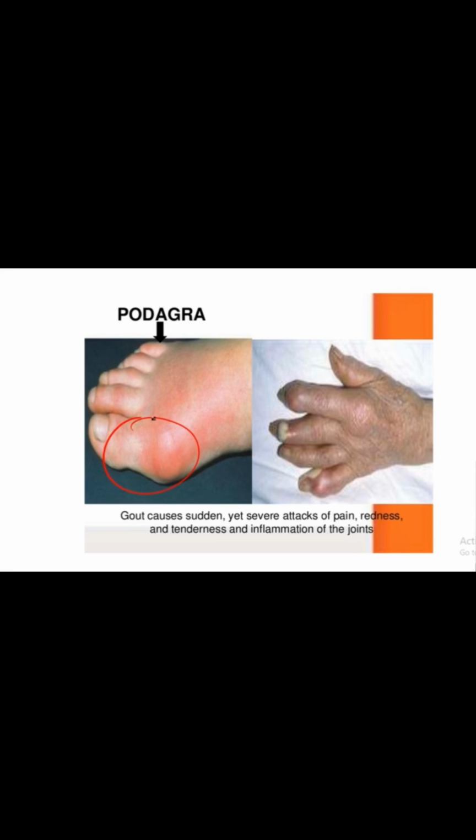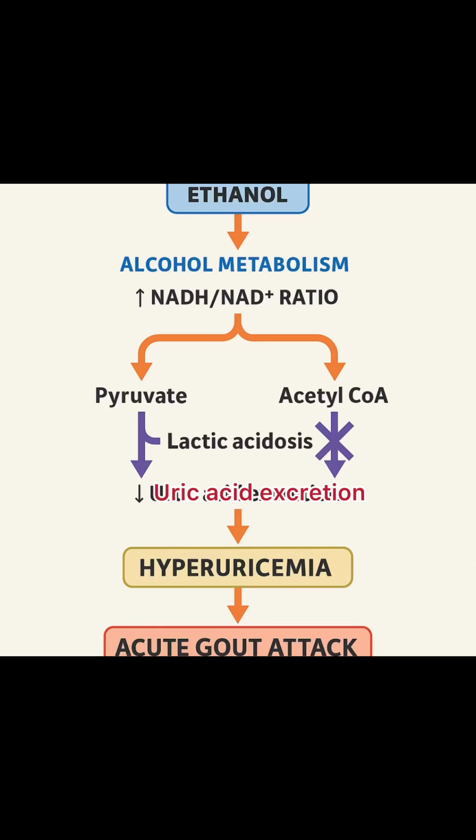Ah, lactic acid, like from intense exercise. Sort of, yeah. But here it's driven by the alcohol metabolism. Yeah. And this lactic acidosis, the buildup of lactic acid, directly reduces how much uric acid your kidneys can excrete. Wow. So alcohol makes you produce lactic acid, which stops your kidneys from clearing uric acid. Basically, yes. More uric acid stays in your blood.